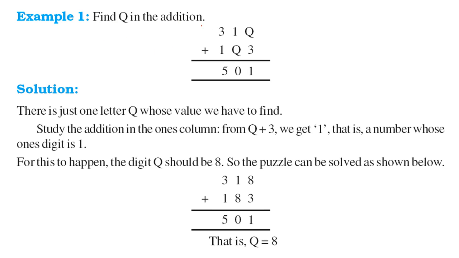Find q in this addition. When you add q with 3, you should get 1. So what number added with 3 will give you 1? If you add 8, it will be 8 plus 3, 11. So you get 1, and this 1 goes up as a carry. Then 8 plus 1 plus 1 is 10, which gives 0, and this goes 5. So of course, this q is 8. This is how it is done.